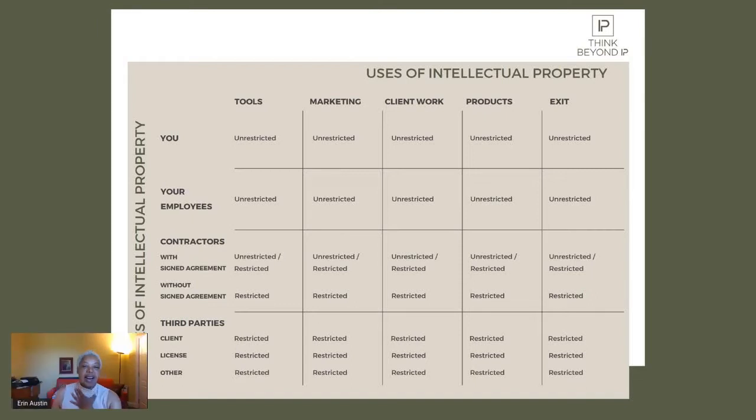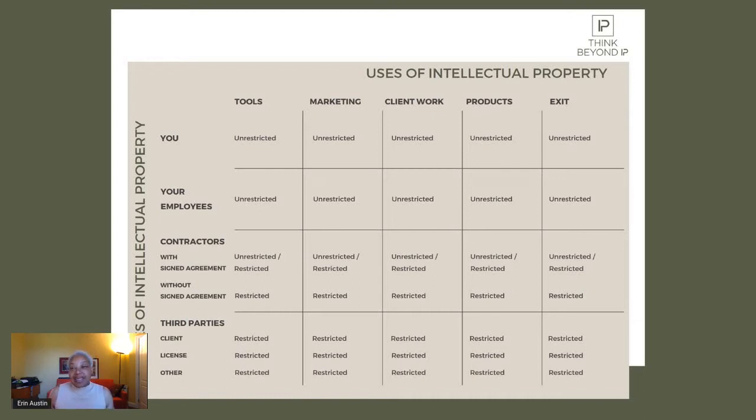There I am. We're going to be talking about the sources of intellectual property as well as the uses of intellectual property. This is kind of a master overview. We're going to talk about each of these elements, and basically we'll be talking about whether or not your use is unrestricted or if it is restricted.